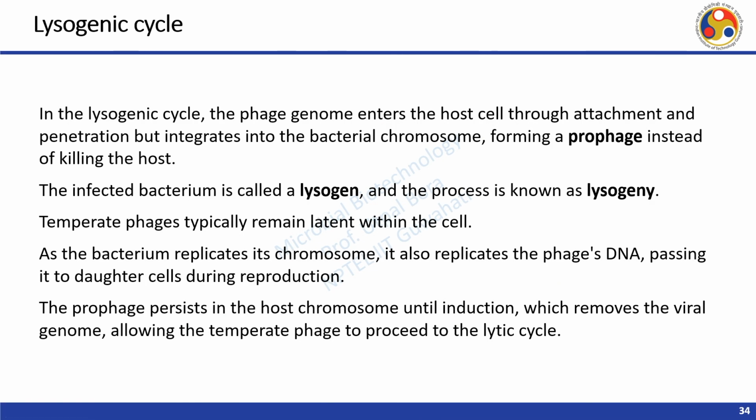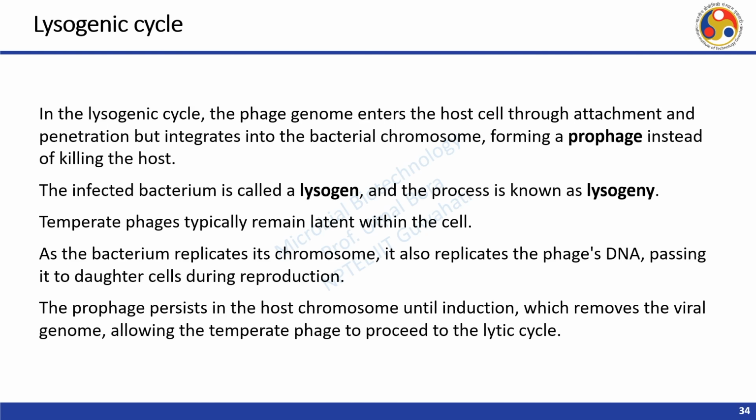In the lysogenic cycle, the phage genome enters the host cell through attachment and penetration, but integrates into the bacterial chromosome, forming a prophage instead of killing the host. The infected bacterium is called a lysogen, and the process is known as lysogeny. Temperate phages typically remain latent within the cell. As the bacterium replicates its chromosome, it also replicates the phage DNA, passing it to daughter cells during reproduction, which we have discussed with the help of the diagram earlier.